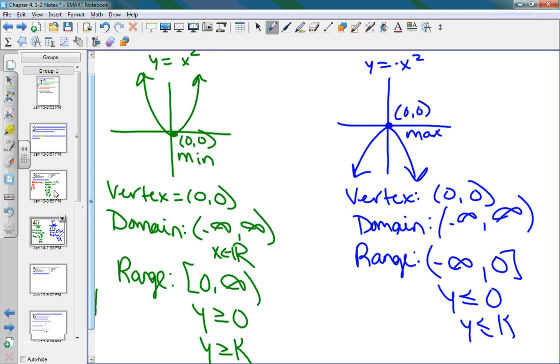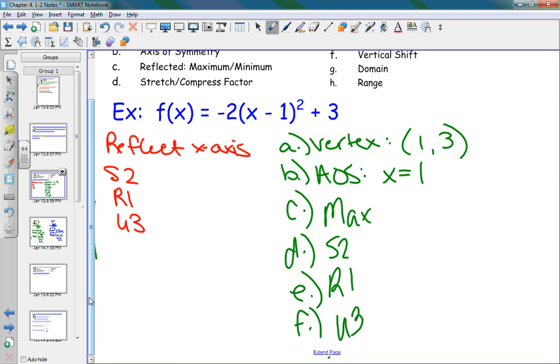Because as we go back over here to finish this problem up, the problem that I have for you is what is the domain of this function? Well, is it an x squared? Yes. If it's an x squared, what's my domain? Negative infinity to infinity. That's my domain.